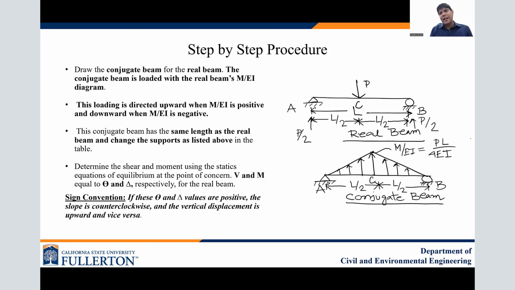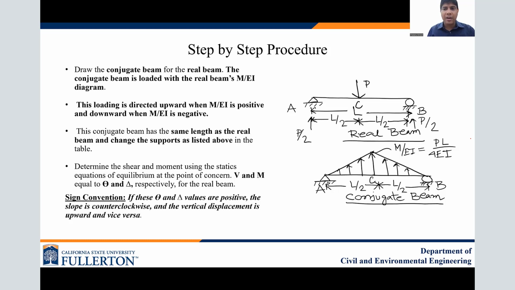And last part is the sign convention. It's very important. How do you know whatever you are finding for slope and vertical deflection, are they positive or negative? So if slope is coming out positive, that means it is counterclockwise. And if it is negative, then it is clockwise. Whereas vertical deflection, if it is negative, it is downward. If it is positive, that means it is upward. So we need to remember sign convention also.